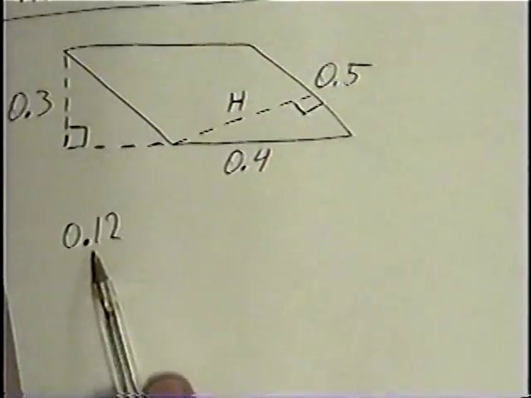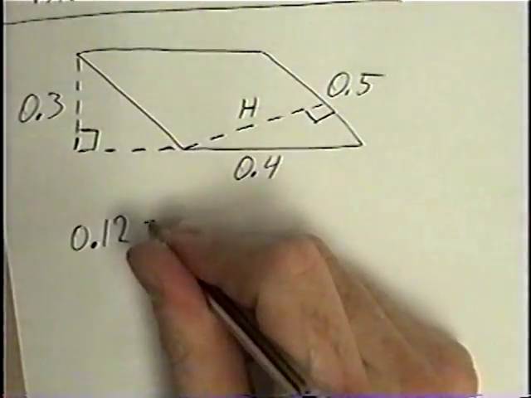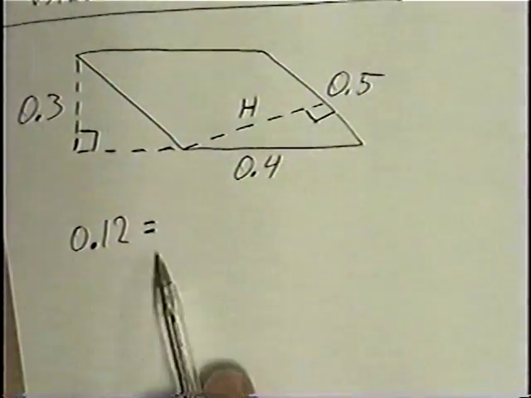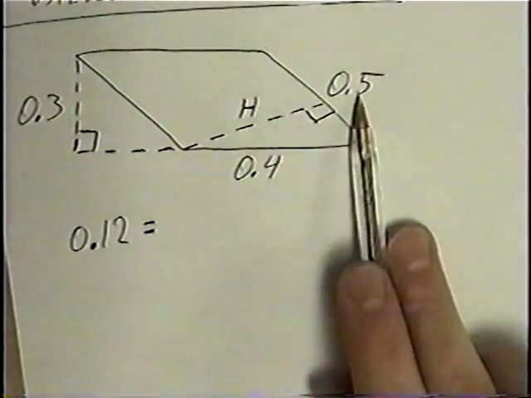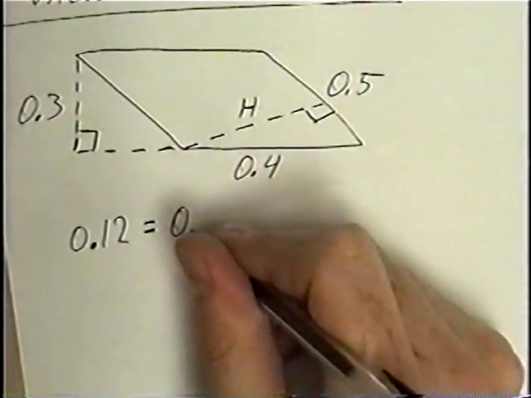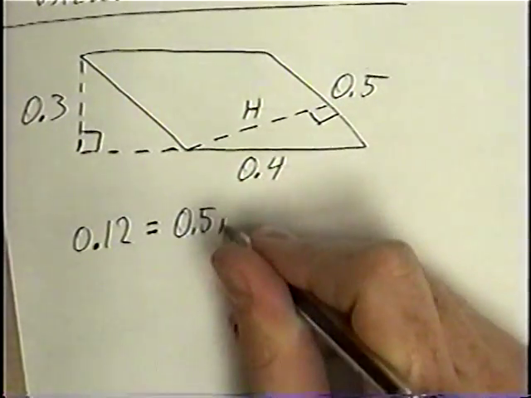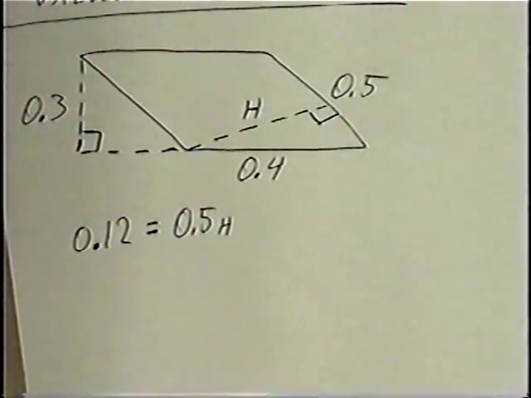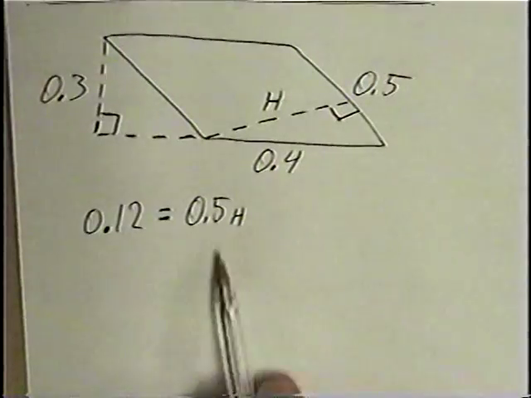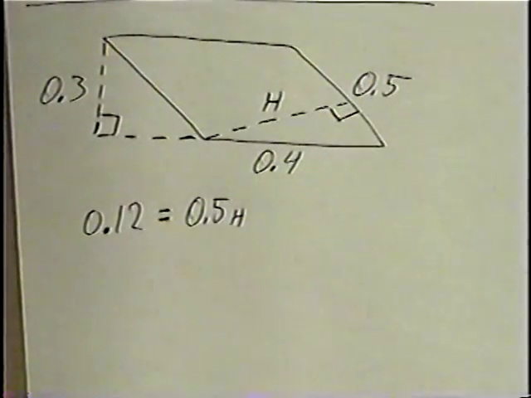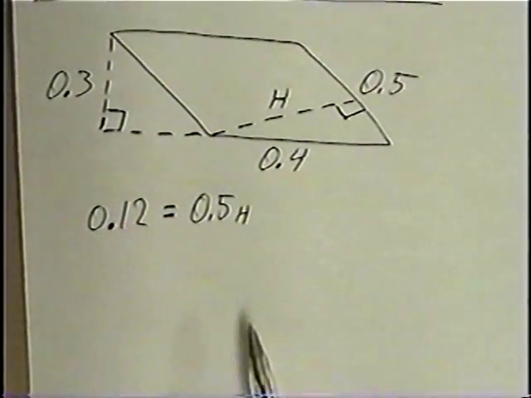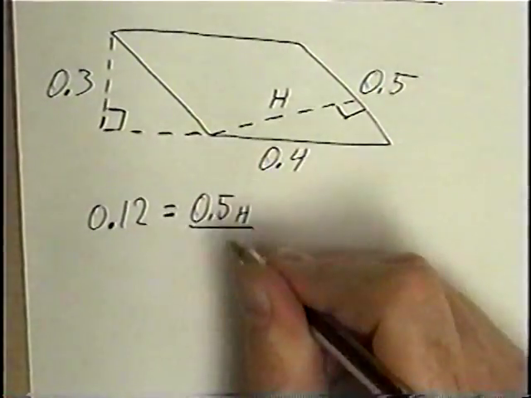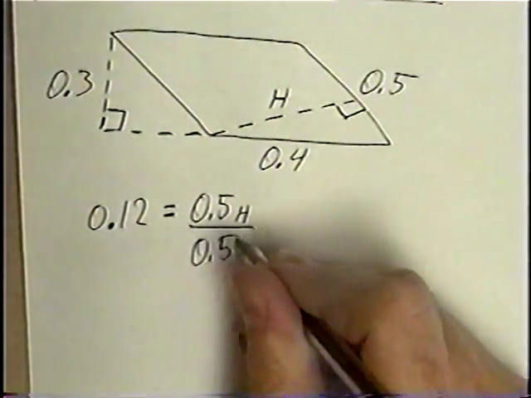The first area we found was 0.12. We can set that equal to the other area, which again is 0.5 times h. So finding the area 2 different ways for the same shape, you can set those equal to each other and solve for h. To solve for h, you can divide by the number in front, 0.5.